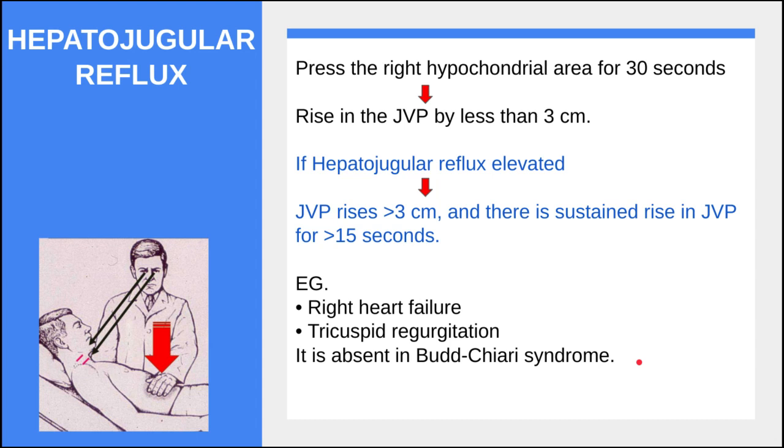Then hepatojugular reflex. Here you press the right hypochondrial area for 30 seconds so that the liver is compressed. Normally, this causes a rise in JVP by less than 3 centimeter, and hepatojugular reflex is said to be present if JVP rises more than 3 centimeter and there is a sustained rise in JVP for more than 15 seconds. Examples are right heart failure and tricuspid regurgitation, and it is absent in Budd-Chiari syndrome.